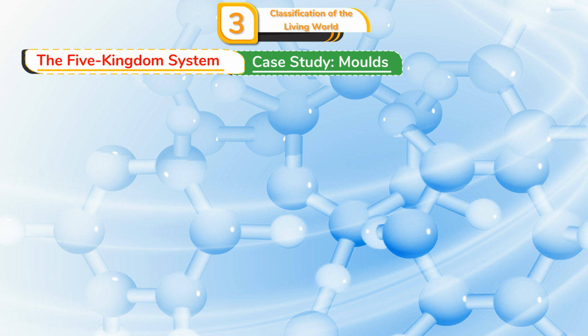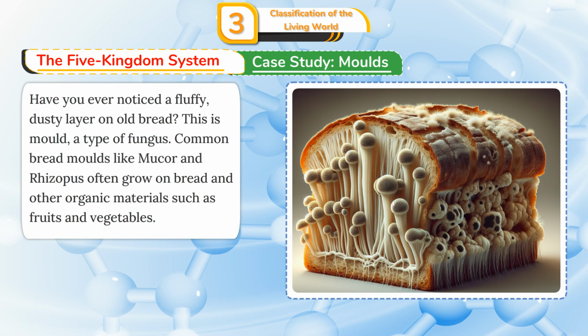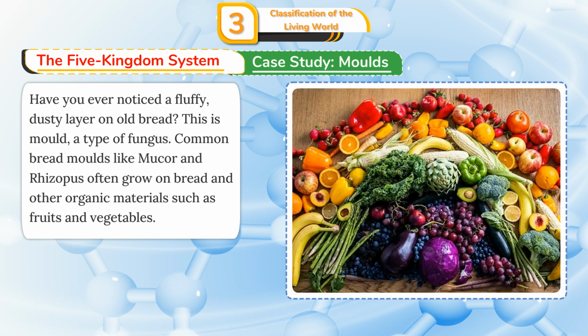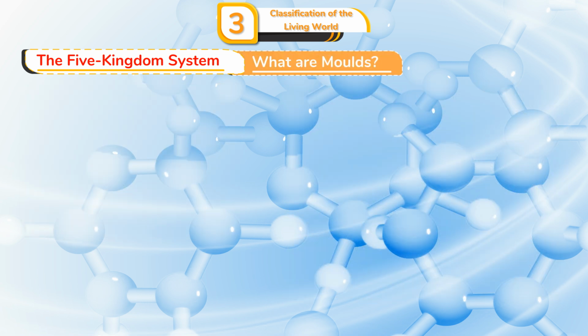Case study. Molds. Have you ever noticed a fluffy dusty layer on old bread? This is mold, a type of fungus. Common bread molds, like mucor and rhizopus, often grow on bread and other organic materials, such as fruits and vegetables.